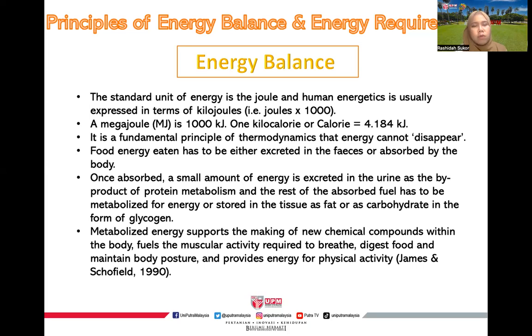Once absorbed, a small amount of energy is excreted in the urine as a byproduct of protein metabolism. For those people who have CKD, for example chronic kidney disease, you can see a lot of protein in their urine because a lot of protein is being excreted in the urine for CKD patients. The rest of the absorbed fuel has to be metabolized for energy, or stored in the tissue as fat or as carbohydrate in the form of glycogen.